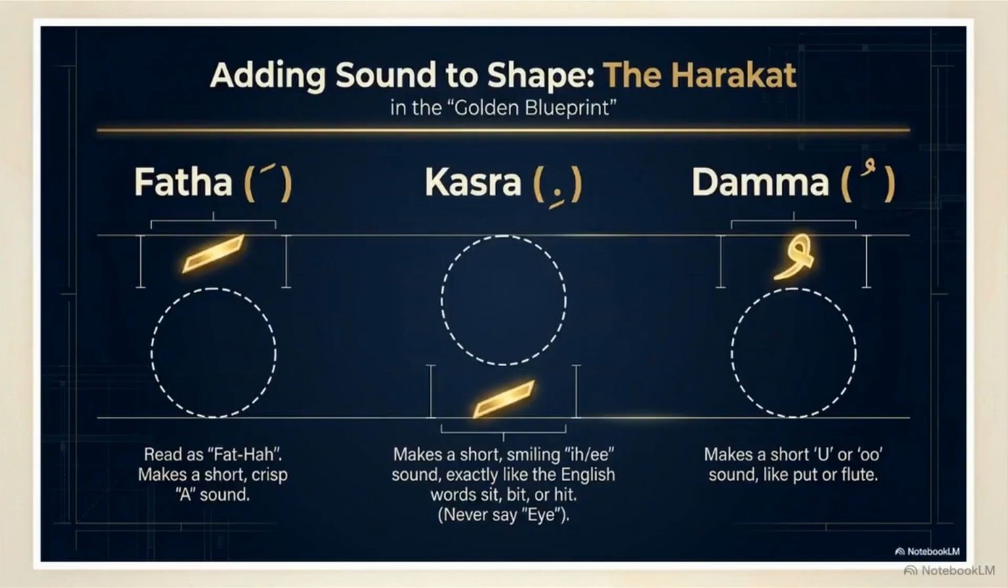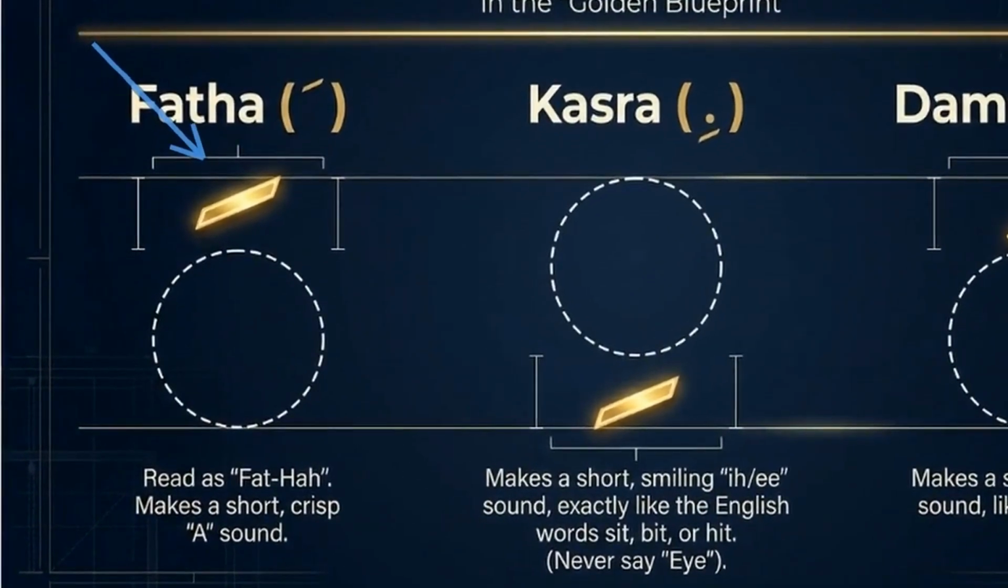This visual guide outlines our 3 short vowels, the harakat, which give our consonants their voice. Fatha is a diagonal dash above the letter, creating a short, crisp a. Kasra sits below the letter and makes a short, smiling sound, exactly like the short vowel in the English word sit or hit. Finally, Damma is the tiny loop on top making a short U sound, like put.